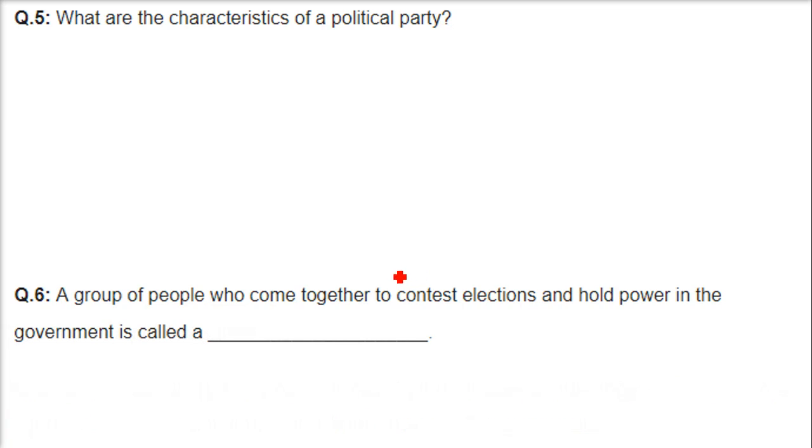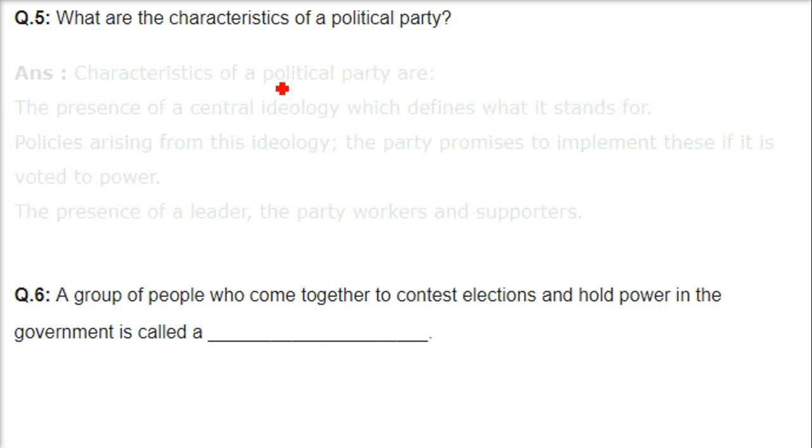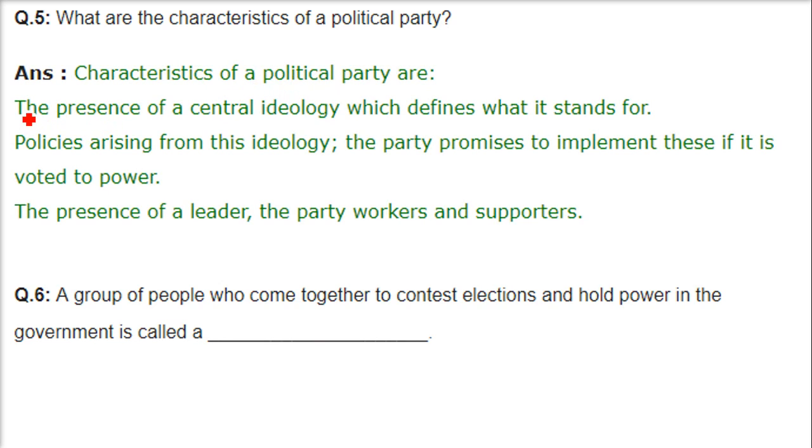What are the characteristics of a political party? First is the presence of a central ideology which defines what it stands for. For example, BJP is for Hindutva and nationalism, the Indian National Congress for secularism and upliftment of weaker sections, and CPI and CPIM for the Mazdoors, that is the laborers and the farmers.